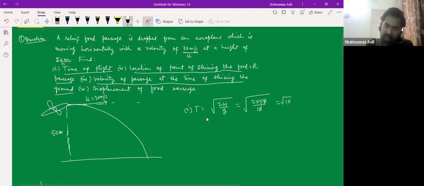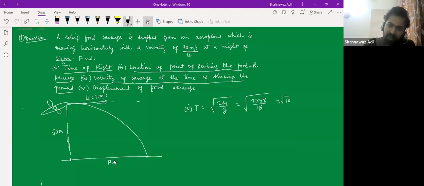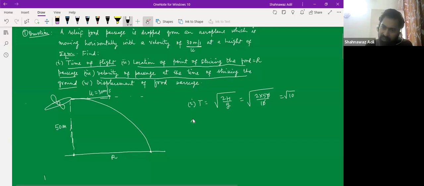And then we need to find out the location of the point of striking of the food, equal to R. So from the ground, we need to find out what is this R. So R is how much? This is u root 2h by g. So u is 30, so 30 root 10.